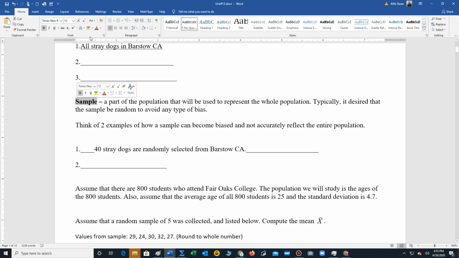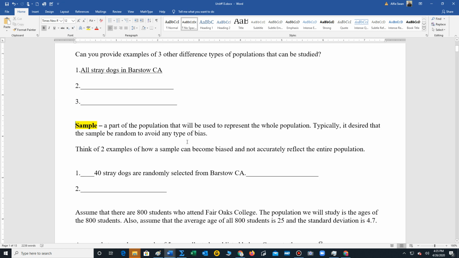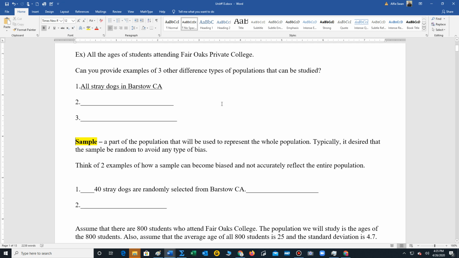We also have what's called a sample. Typically when you have a population, it's almost impossible to study every object in that population. So what we do is we collect a sample, and then that sample will be used to represent the entire population. But when we collect the sample, we have to do it in such a manner that we will avoid any type of bias. Typically there are some procedures that we follow to randomize the objects that are collected in our sample.